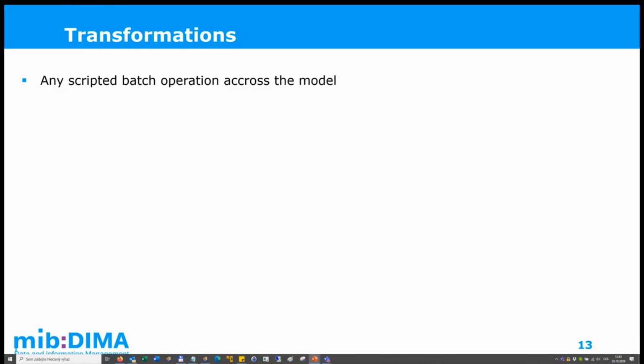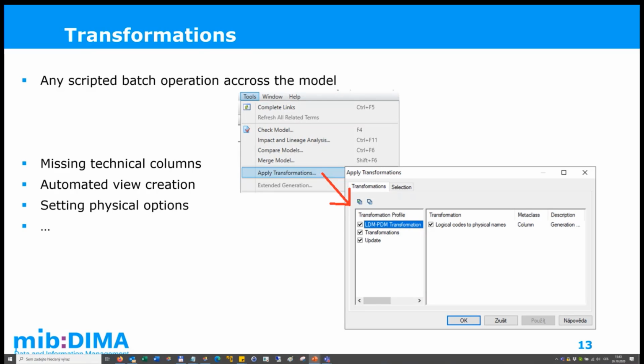So I think this is the last example I have prepared for you today, and it's about transformations. What is a transformation? It's any scripted batch operation across the model. Fine, but what does that mean in real terms? You can do many operations which require batch processing, and you can define them inside your definition file or inside your extension, and you can use them among your models.